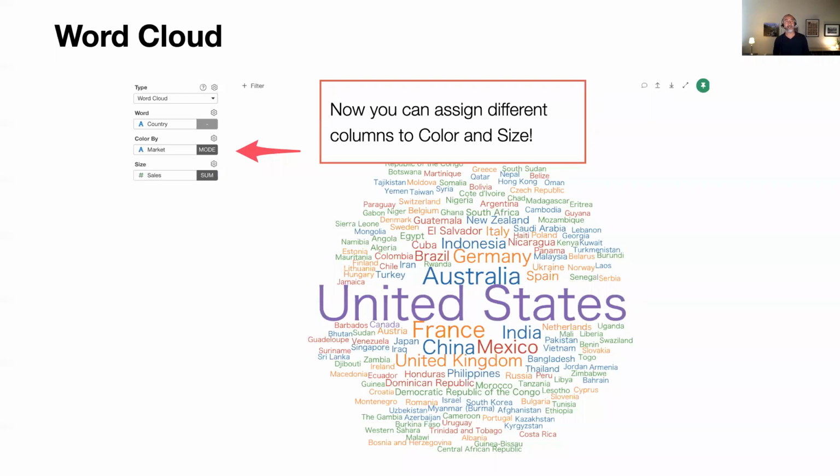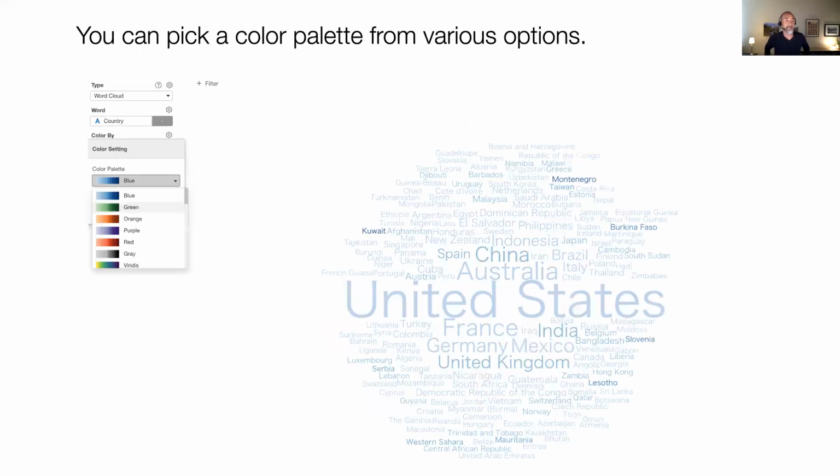Another thing is the word cloud. We separated the size and the color, so it becomes more like a grammar-based experience, the same as when you build a bar chart and other charts. Here I'm assigning the color by market, and this is sales data, and I assign the sales total to the size. You can see the size is based on the sales, and the difference in color is because the market is different. And then I can assign numerical columns to color as well.